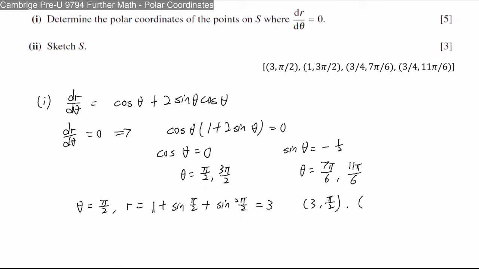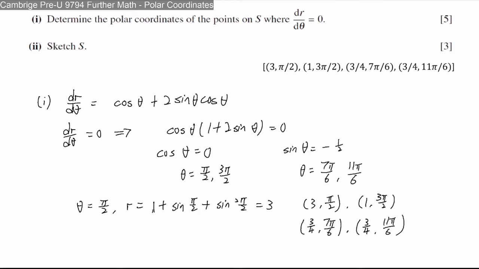So when theta is equal to 3 pi over 2, the r is 1. Also when theta is equal to 7 pi over 6, we have 3 over 4. And we should be able to get the same r, 3 over 4, when theta is equal to 11 pi over 6. It's basically to list out all the coordinates, since the question asks for it. We just have to calculate each and every one.